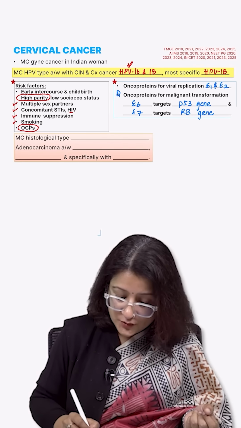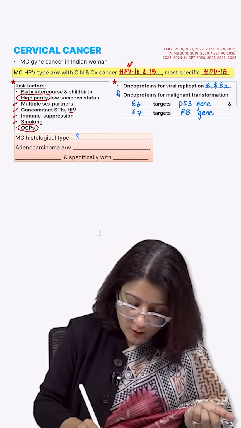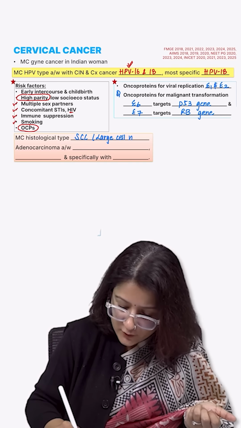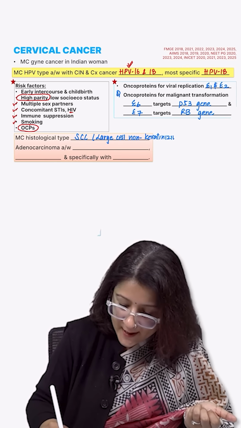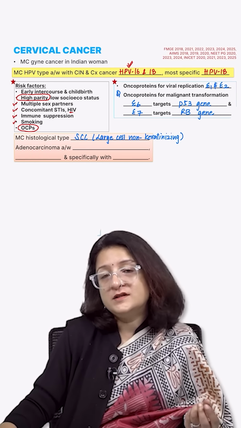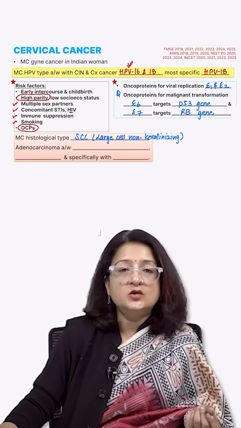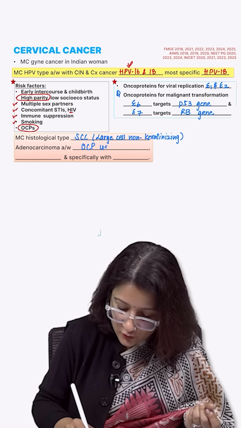Also, potential questions, make a note. The most common histological type is squamous cell cancer, and that too large cell non-keratinizing type. Make a note of this, right? And the incidence of adenocarcinoma of the cervix, the one that is arising in the endocervical canal, is also increasing. It is associated with OC pill use, right?